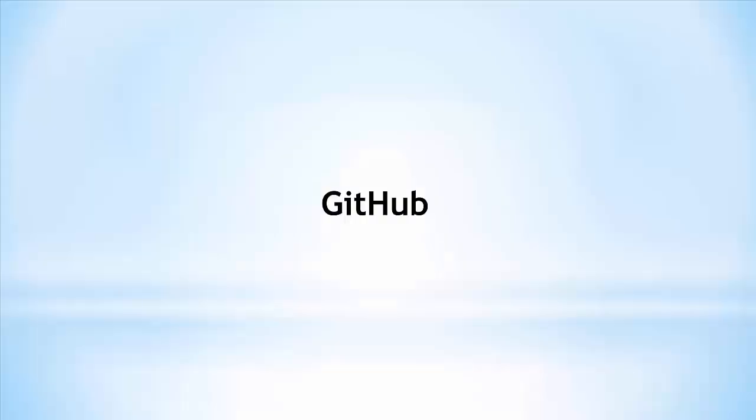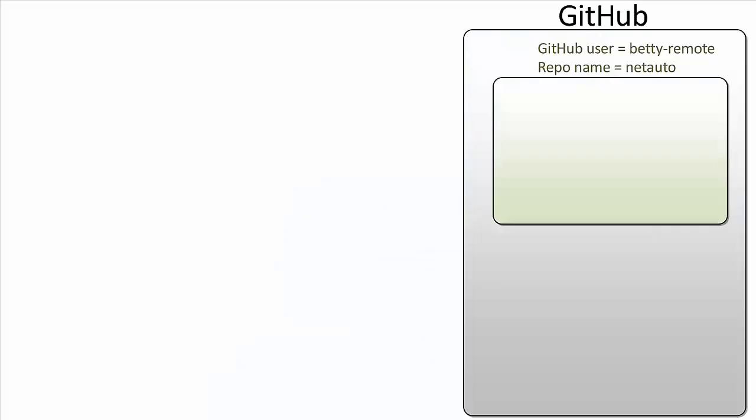GitHub. We are going to create a repo in GitHub. Before we do that, let's take a look at a diagram to see what we are about to do. So we will start in GitHub. We will work with the demo user Betty-remote. Under Betty's account, we will create a new repository named netauto. When we create the repo, GitHub will initialize it with a single commit and a seed file named readme.md. The repo will start with one branch, the default named master branch.